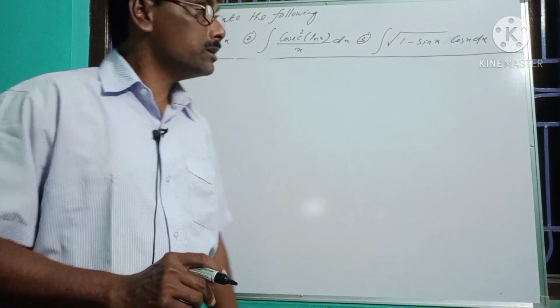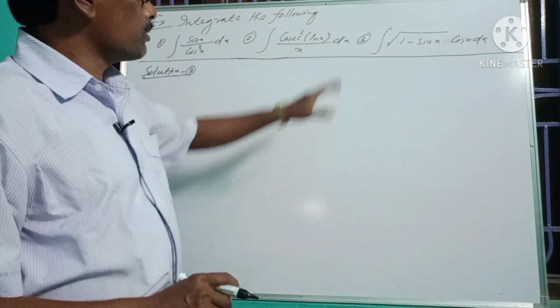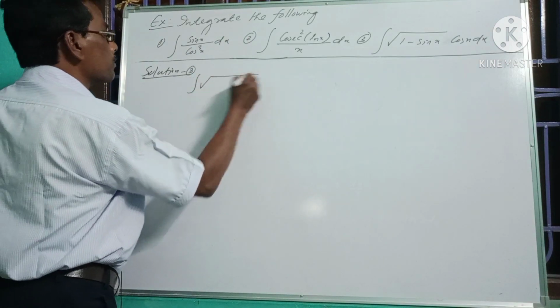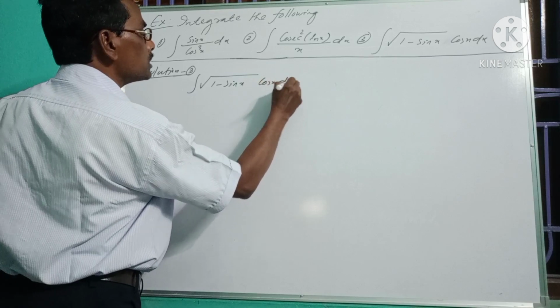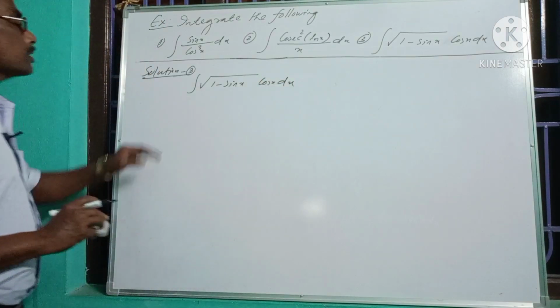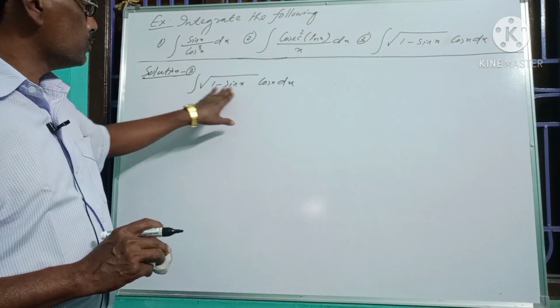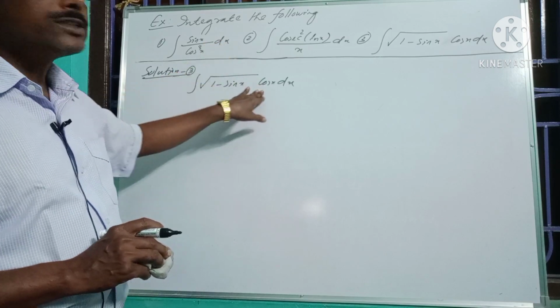Then let us solve the third problem, that is the integration of root over 1 minus sine x into cos x with respect to x. So let us see the problem. Here the derivative of 1 minus sine x is equal to 0 minus cos x. That means the integrand contains the function cos x.